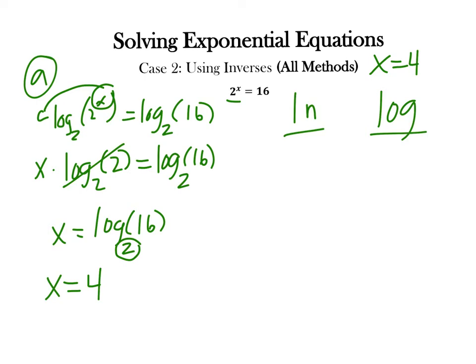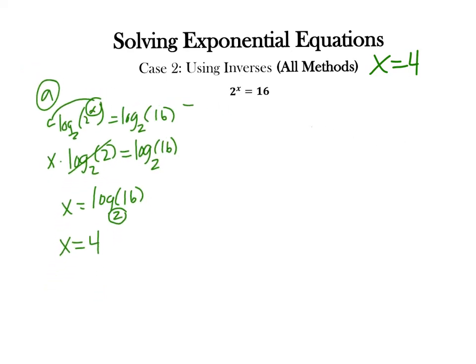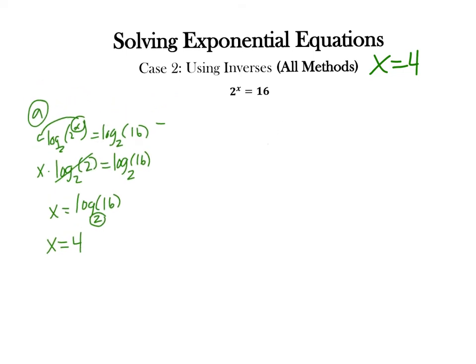So let's do these other methods, method B and C. I'll change colors here just in case things get a little bit crazy and overlapping. Okay, so method B. I'm going to take just the log of both sides. Log is technically an inverse of an exponential, so it doesn't really matter what type of log you take. As long as you take the log of an exponential function, they're considered inverses.